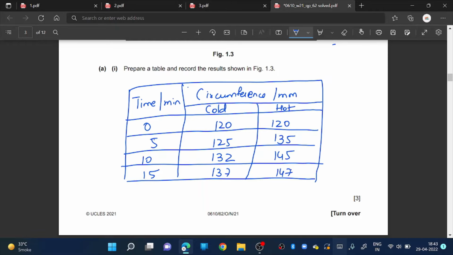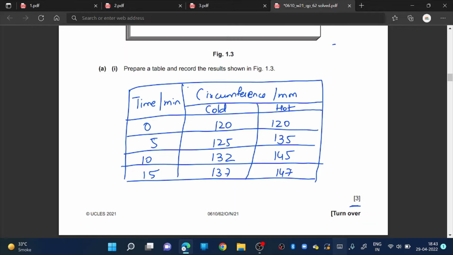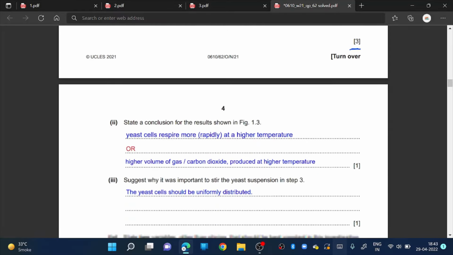Right? So this is how you're going to get 3 marks for identifying the independent variable on the left side, dependent variable on the right side, and then putting in the details. This is how the 3 marks are distributed.